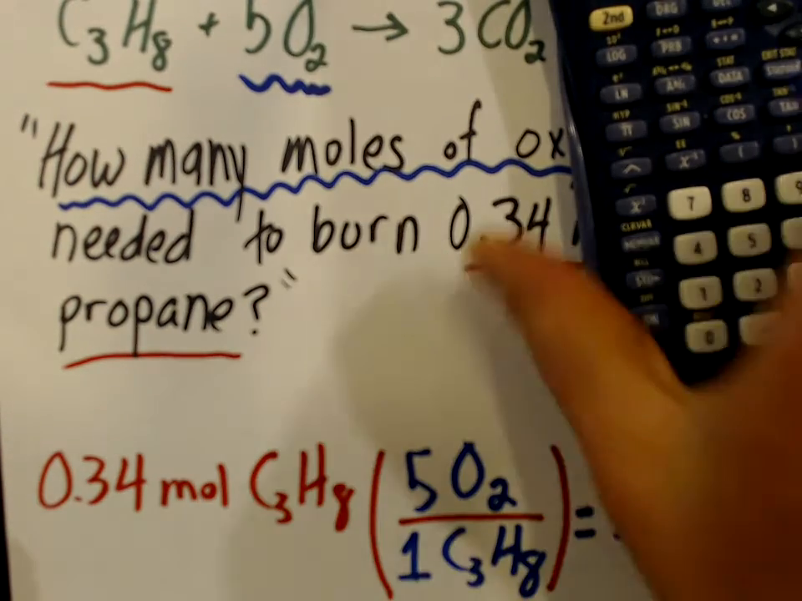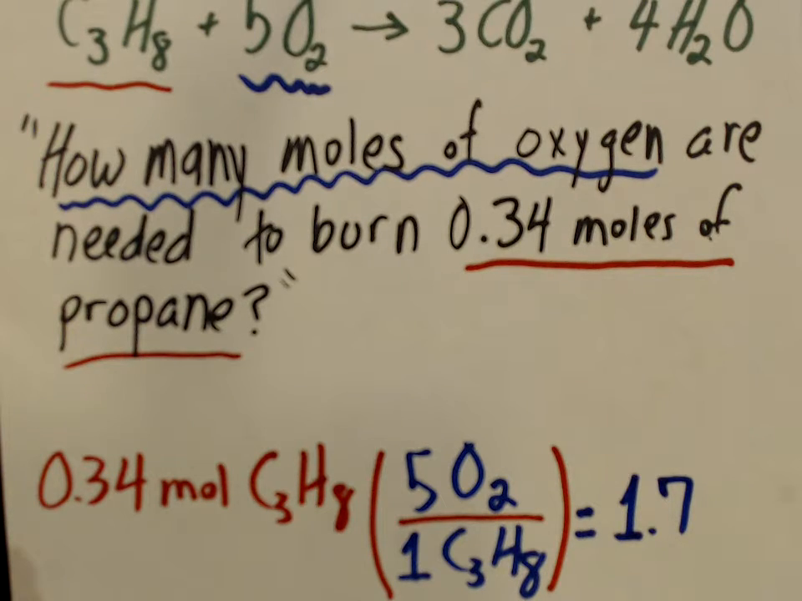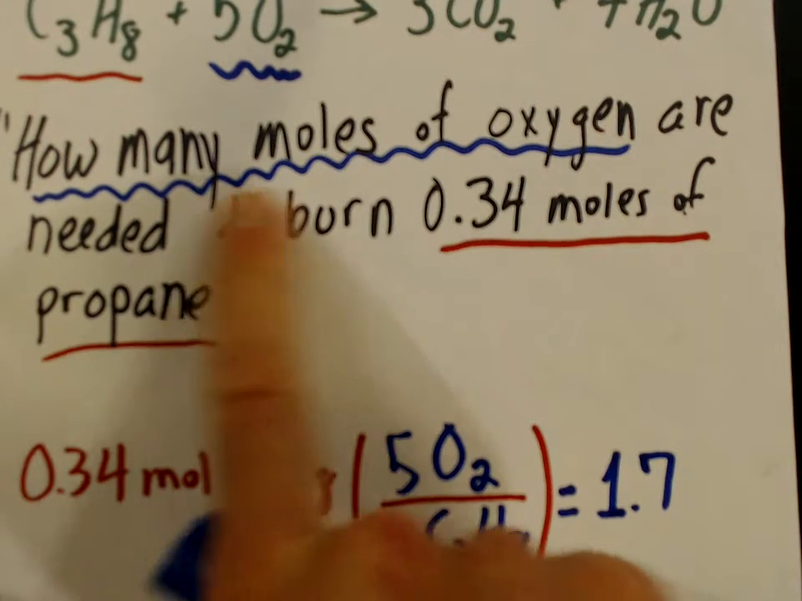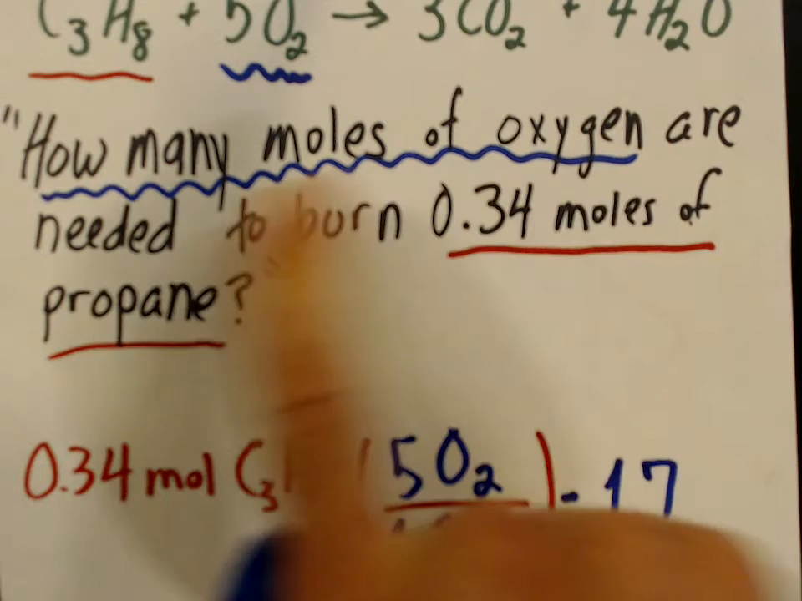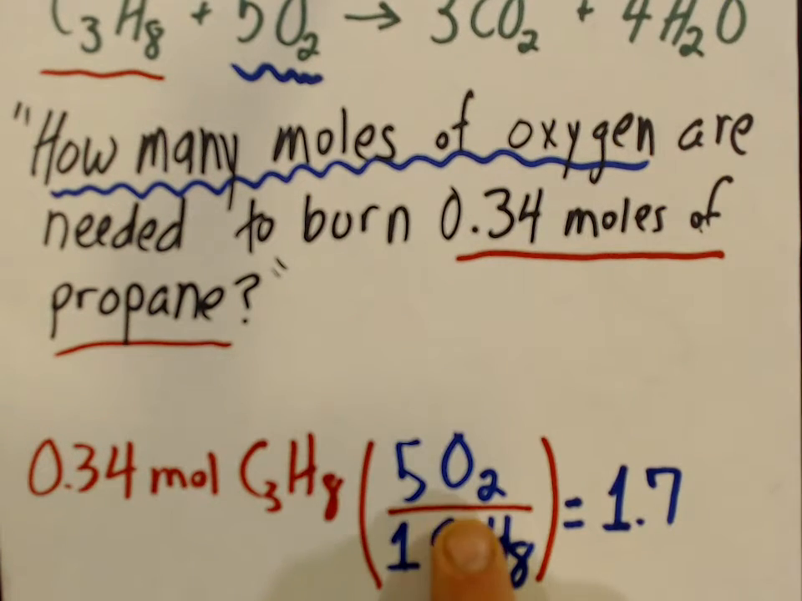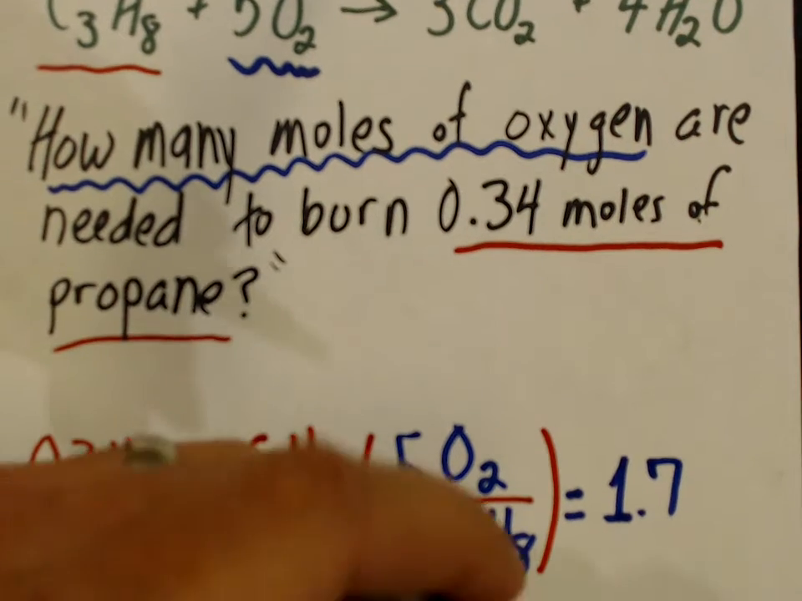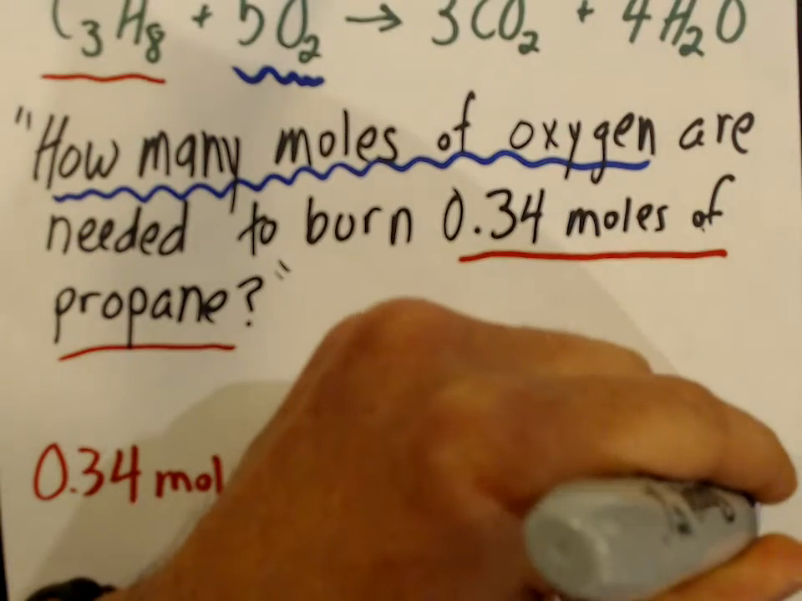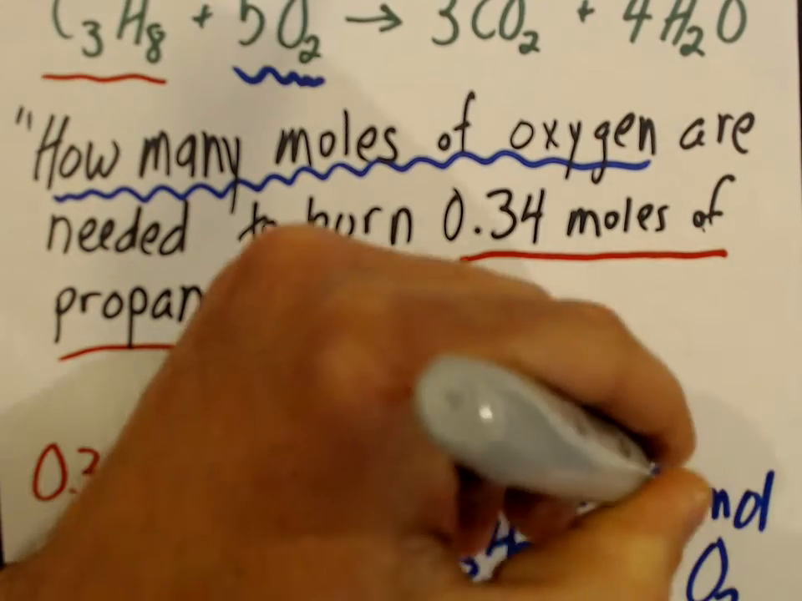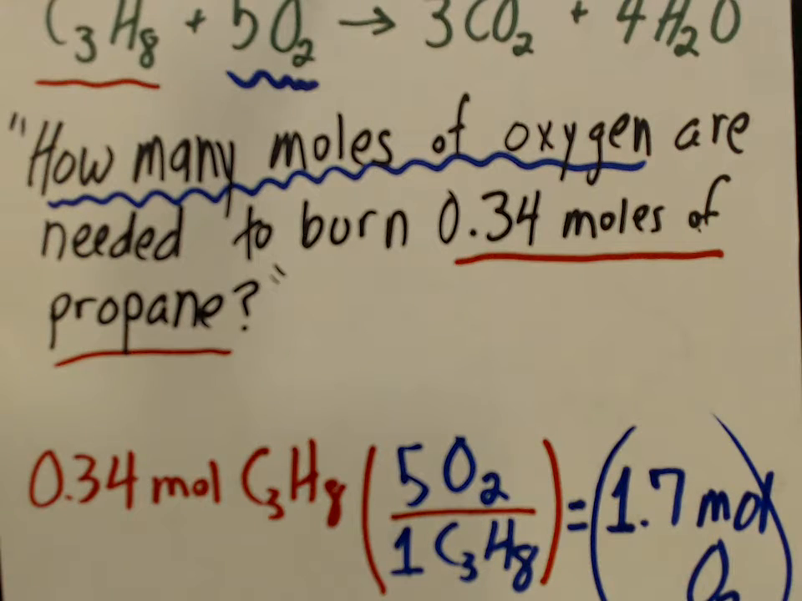Well, 1.7 alone is not sufficient. 1.7 what? Well, 1.7 moles of oxygen. That's what the question asked us to solve for, and that's what we have up on top here, moles of oxygen. So the answer is 1.7 moles of O2, and there you are. That's how you solve this question. Not too bad.